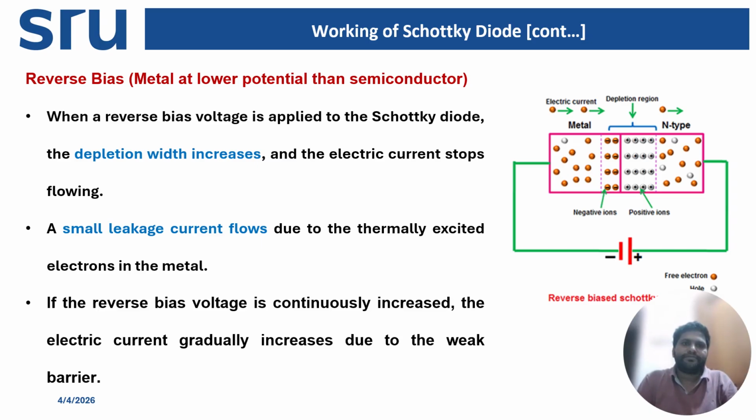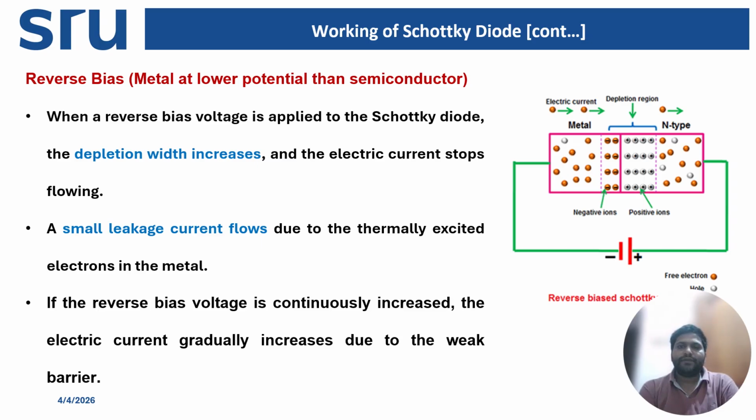Next is working in reverse bias. In reverse bias, the metal side is connected to the negative terminal of the battery and the n-type side is connected to the positive terminal of the battery. The connection increases the barrier at the metal and semiconductor junction. So what happens inside the diode when reverse bias is connected? Initially, the Schottky diode has a built-in potential barrier at the junction. When reverse voltage is applied, the external voltage increases the barrier height. The depletion region becomes wider.